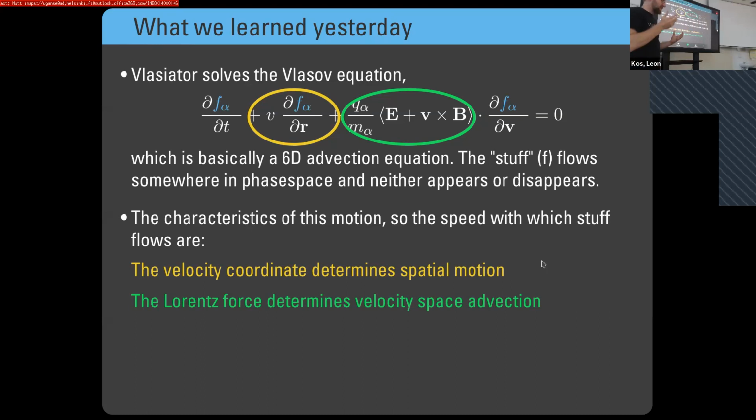And this is how we motivate that we can split this into the acceleration and the translation process. So basically solving the advection equation in real space and solving the advection equation perpendicular to the velocity space. And thus having these two separate solves. Yeah. That you write stuff neither appears nor disappears.